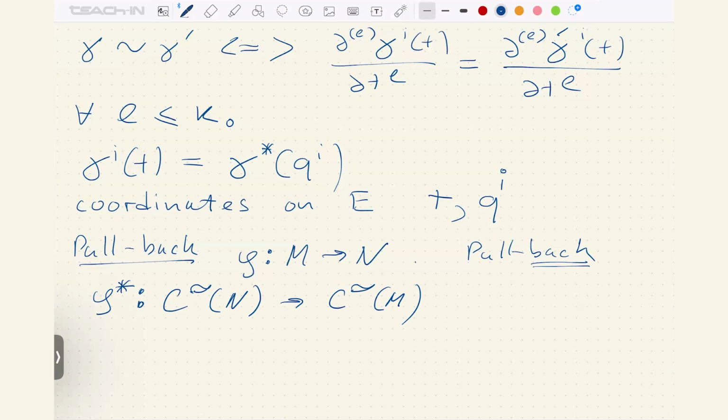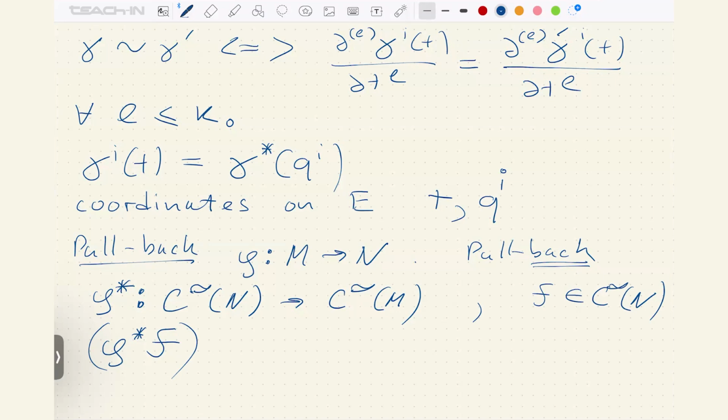And of course, the definition is just a composition map. It's very simple. So what is phi star? Let f be a function on N, for instance f in C infinity of N. We apply phi star to the function f, and according to what we want, we are going to get a function on M.